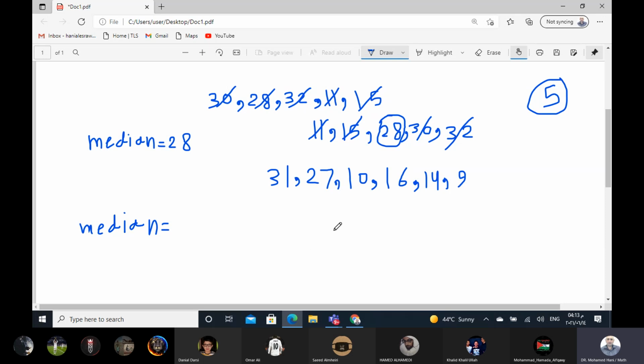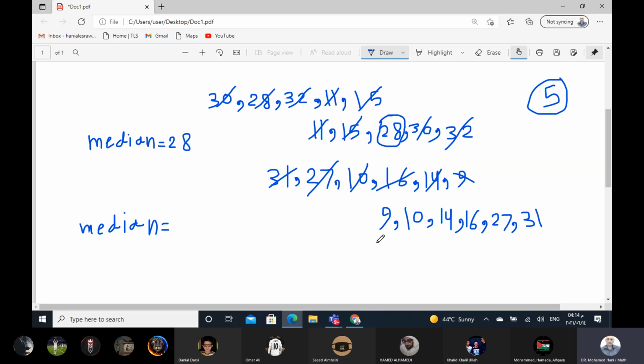So the first step, put the data in order from least to greatest. The smallest value will be 9. Then 10, then 14, then 16, then 27, then 31.